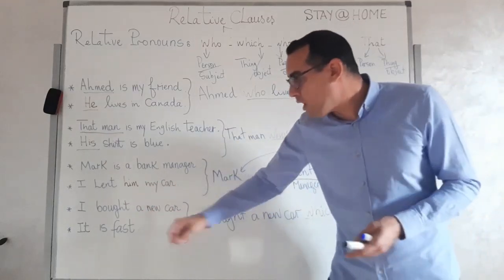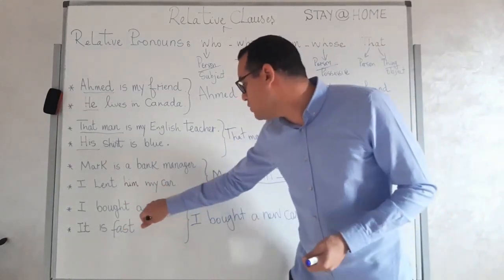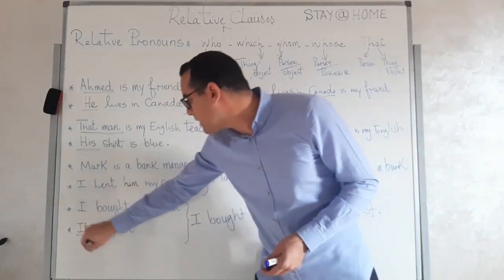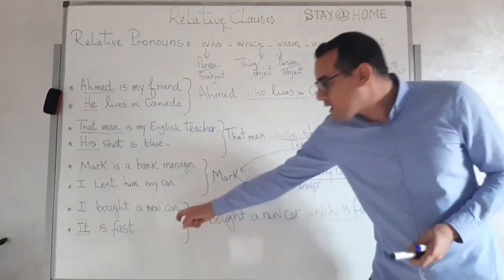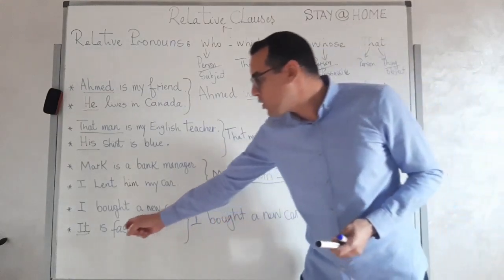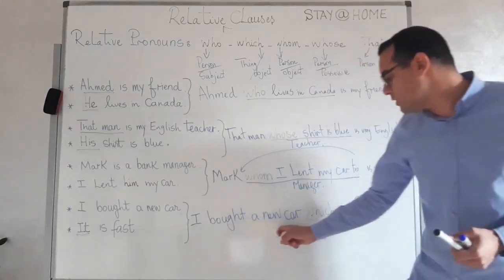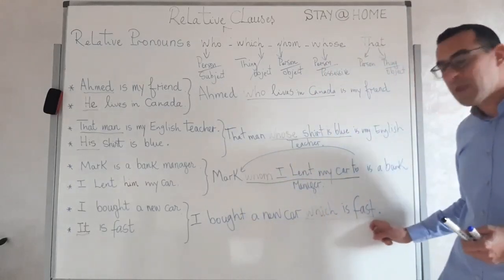I bought a new car. So we have a new car, or if you want just car, and it. So the car here is an object or a thing. We use which to replace it. So I bought a new car which is fast.